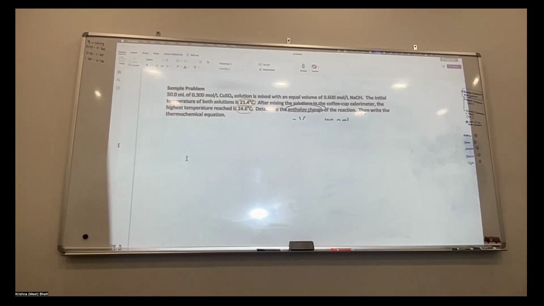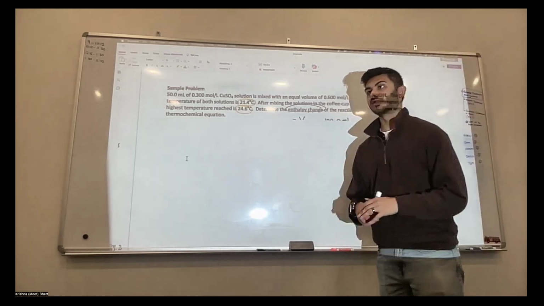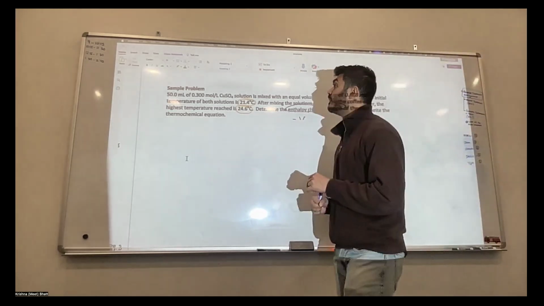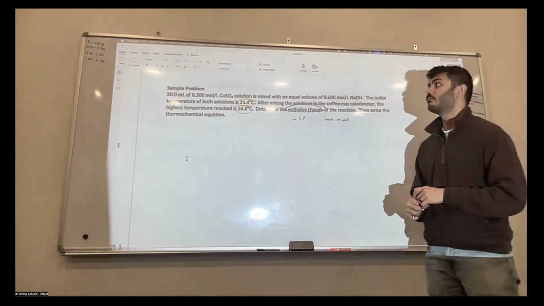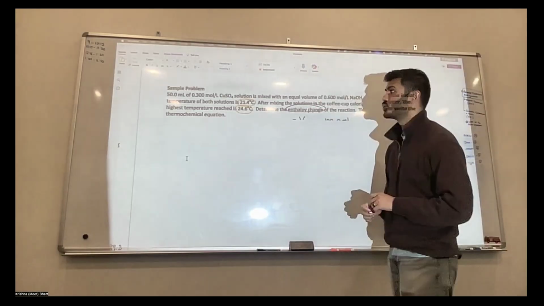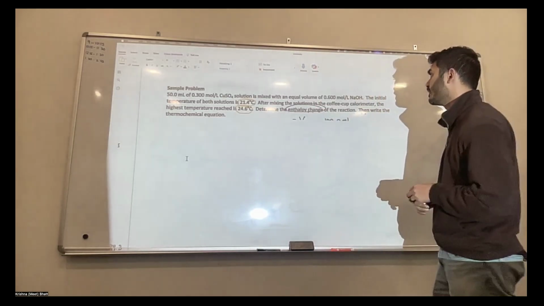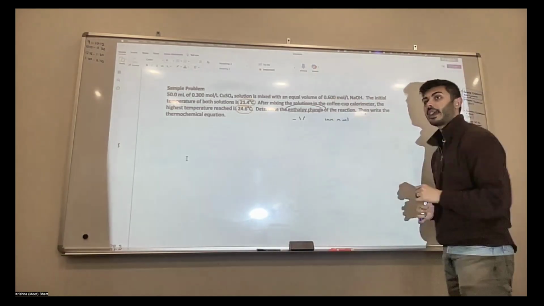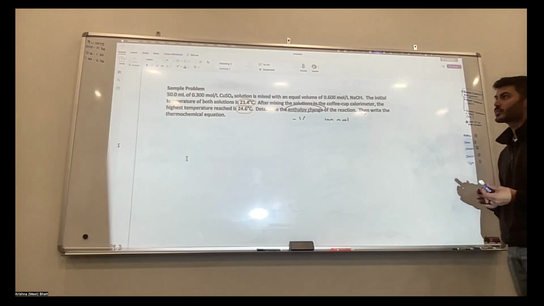Okay. In that case, let's give this a shot. We're going to do the same procedure over here. We'll break it down. First of all, let's read the question. 50 milliliters of 0.300 moles per liter CuSO4 solution is mixed with an equal volume of 0.600 moles per liter concentration of NaOH.